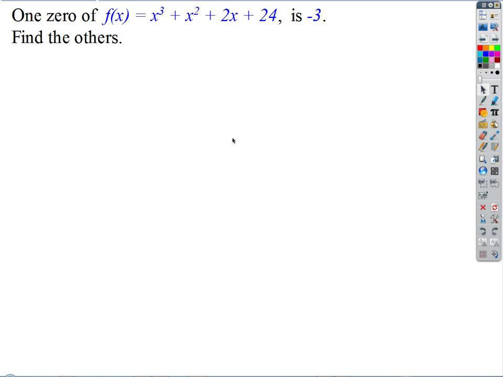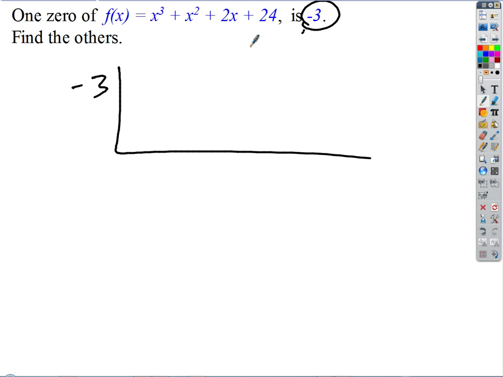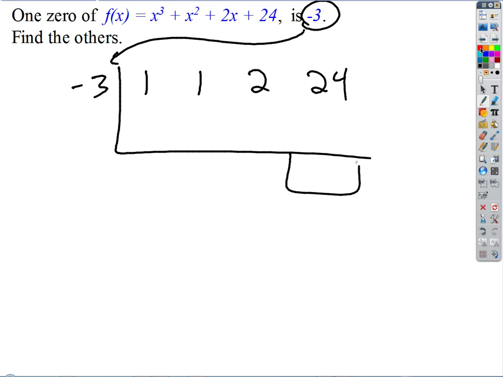Okay, I gotta put the bracket up. Okay, negative 3 goes out front. Good. And what goes in here? 0. Right? And so I get 1, negative 3, negative 2, 6, 8, negative 24, right? And so I got 1 0 is negative 3. If I want to find the other zeros, look how easy this is.